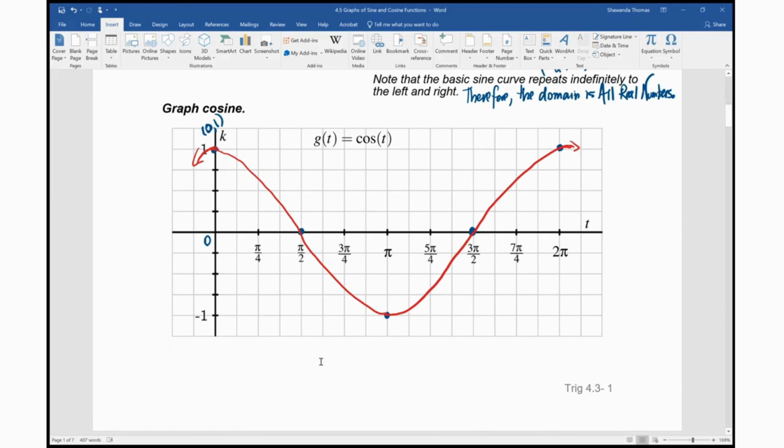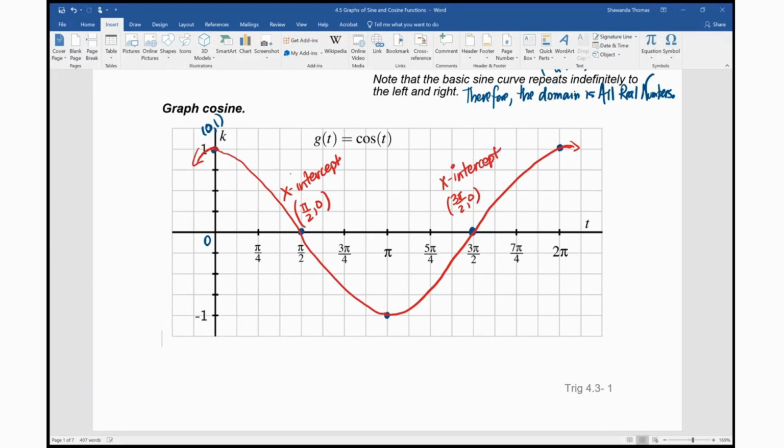What are our x-intercepts? Pi over 2, 0, and 3 pi over 2, 0. Okay. Pi over 2, 0, that's an x-intercept. 3 pi over 2, 0, x-intercept.